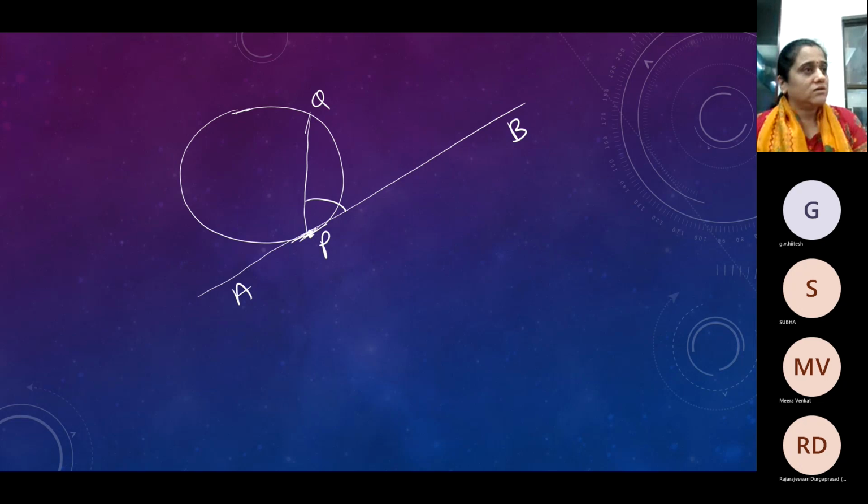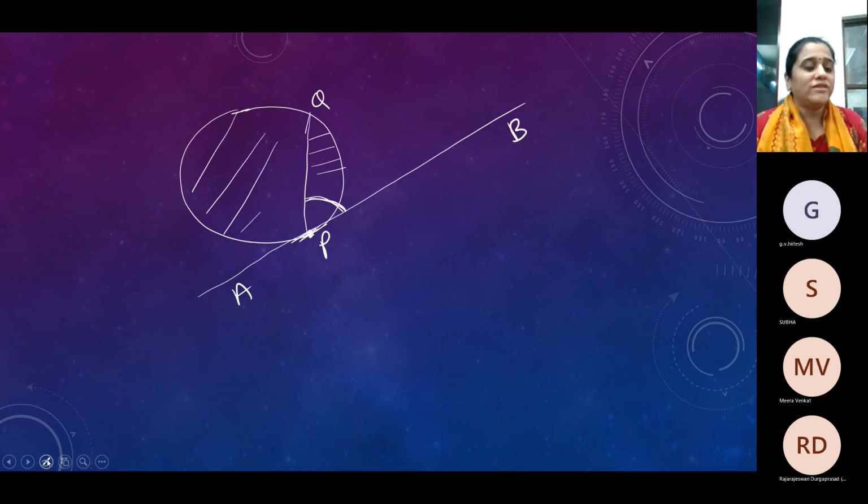Because of this chord, the circle is divided into two segments, minor segment and major segment. This is the minor segment, and a part of the angle lies in the minor segment. So the alternate segment is the major segment. And that's why it's called the alternate segment theorem.